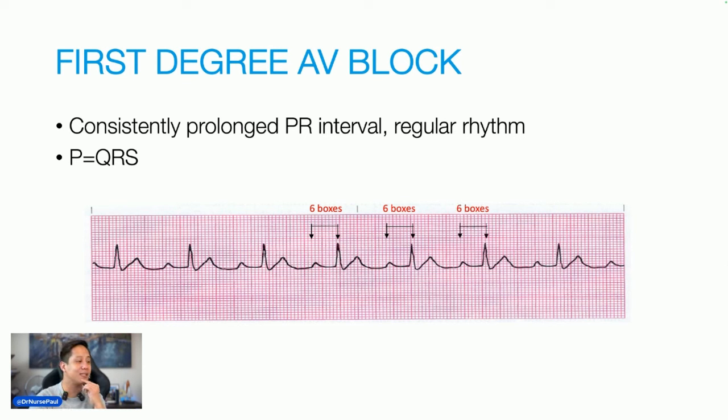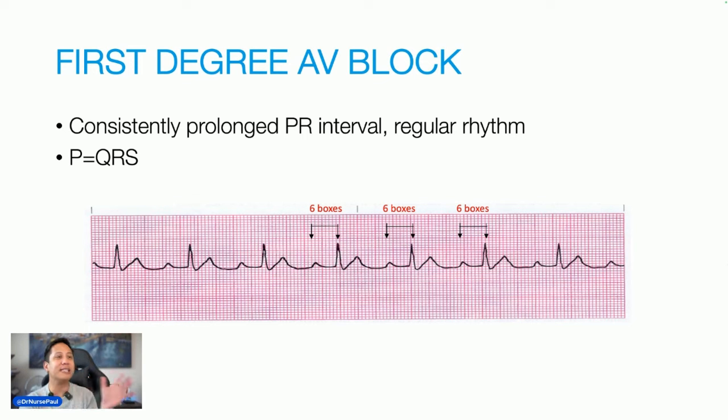Is that consistent? Six, six, six, six, six, six. Count all the PR intervals in this EKG. They're all six boxes, right? Is that consistent? Is that regular?